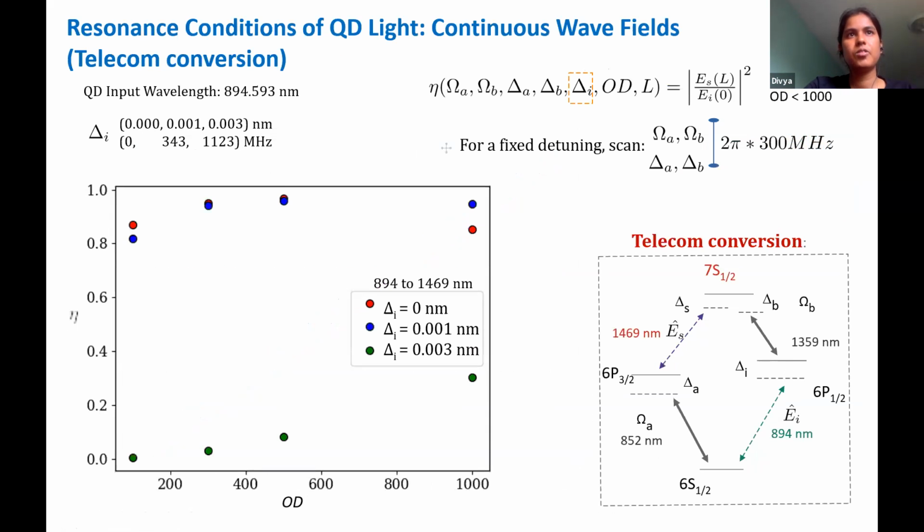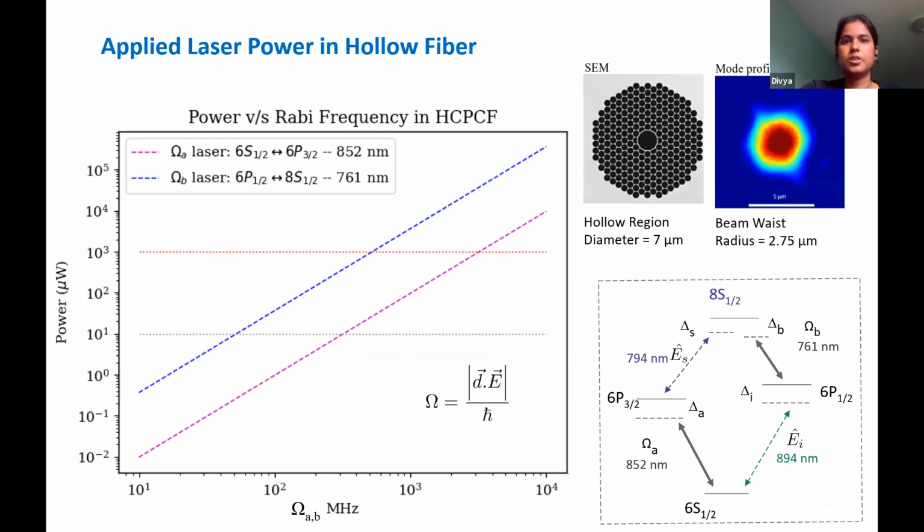We apply the same thing to the other wavelength range, and we find the same: with a 1 gigahertz Rabi frequency for both control pumps, the pump power is approximately 1 milliwatt for 1 gigahertz. So we are not limited here, and it's still permissible to go with it.